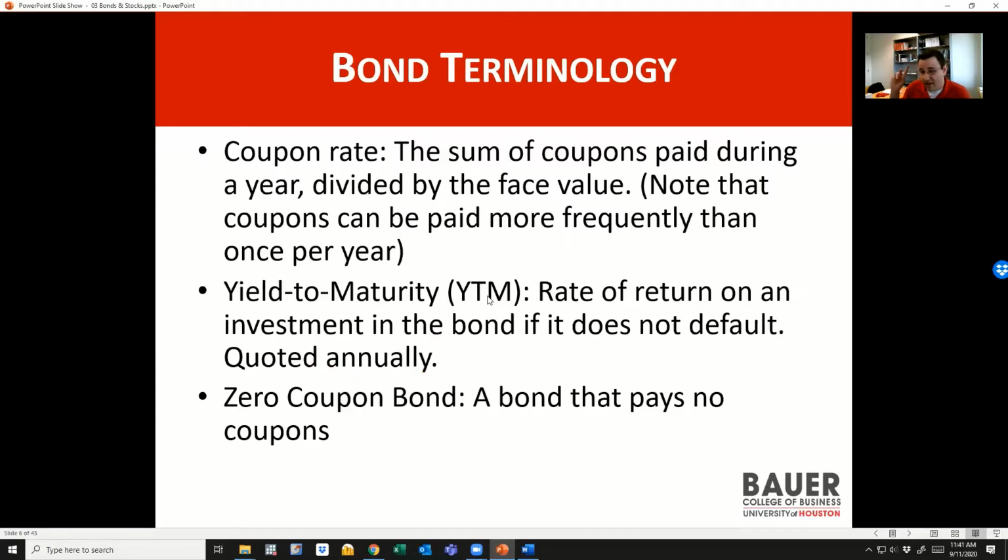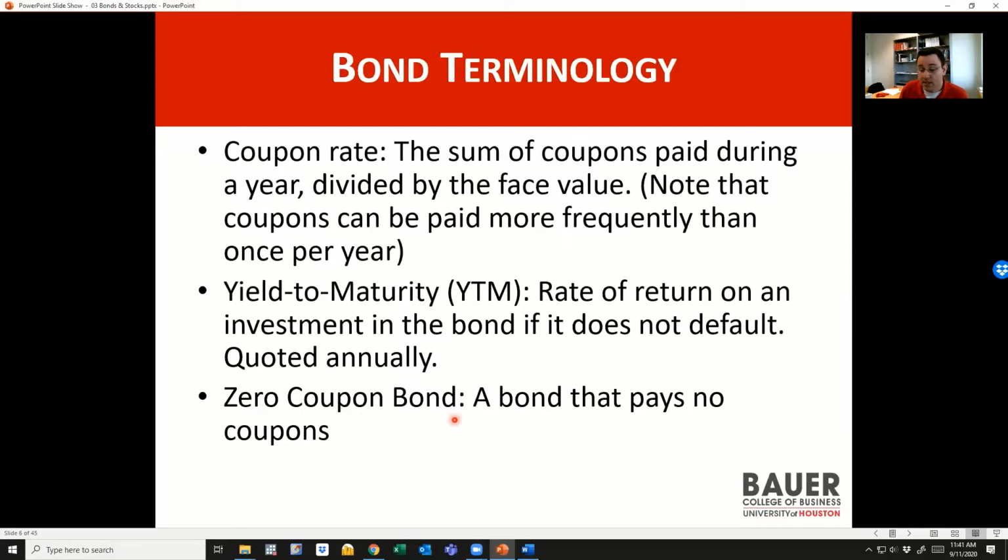Now we should have in the back of our head, this is a little bit odd because this is the rate of the return if the bond does not default. Well, the bond could default, but just keep that in mind. For now, this is the return if it does not default. We said that this is what connects the price of the bond to all of those promised payments. If you discount all those promised payments by the yield to maturity, that's what gives you the price of the bond.